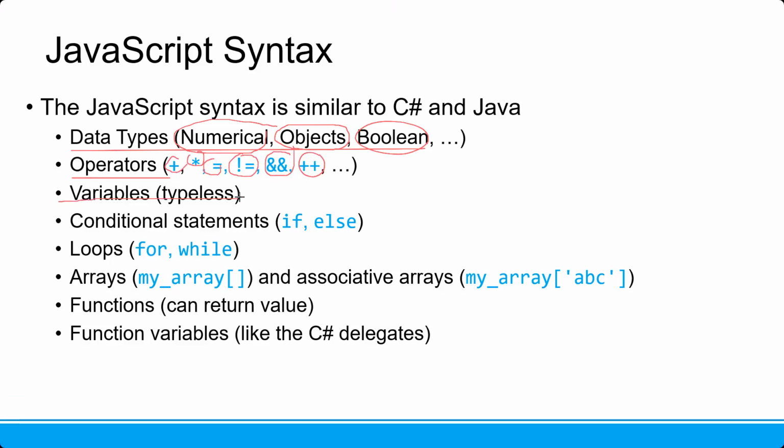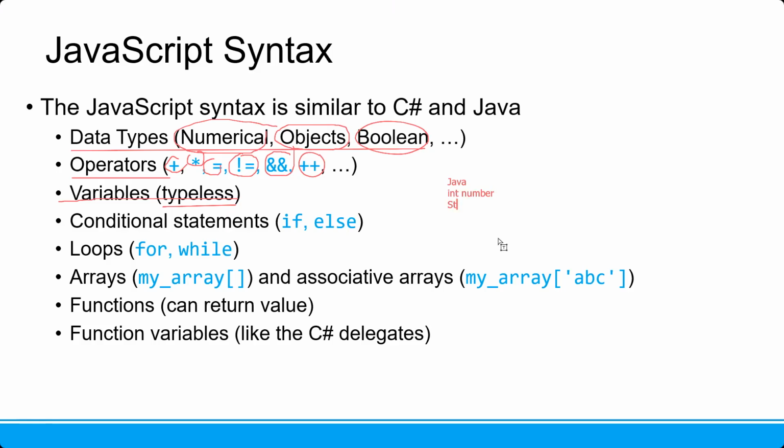And the variables, we call the variable typeless. What does it mean? In Java, whenever you have a new variable, you need to define the type of the data. For example, integer number. So I know that the variable number should be an integer value.